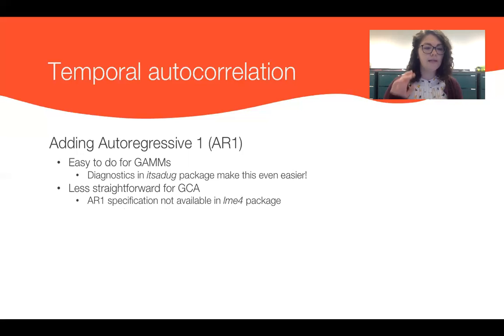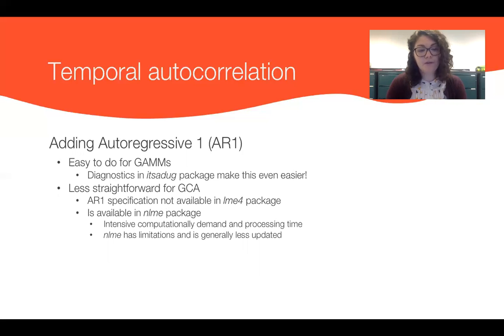autocorrelation. It's a little less straightforward with GCA, and so this sort of packs on to the other cons of GCA I was discussing. And the reason it's less straightforward is because AR1 specification is not available in the lme4 package. So it isn't the case that you can't specify an AR1 for a growth curve model. It's just that the most common package, lme4, doesn't have that option available.